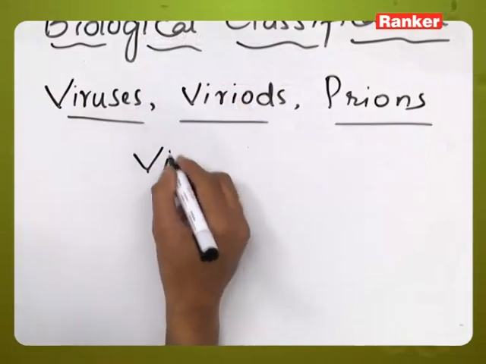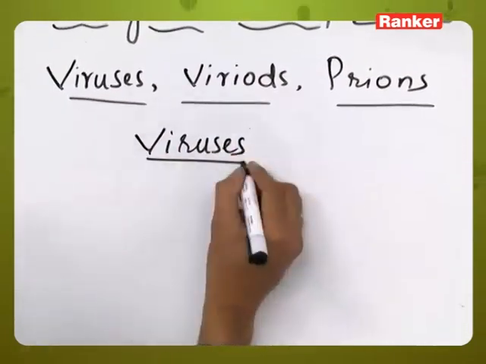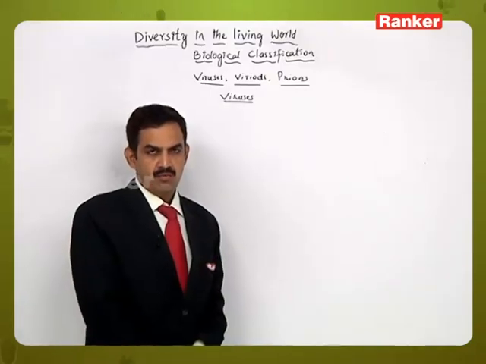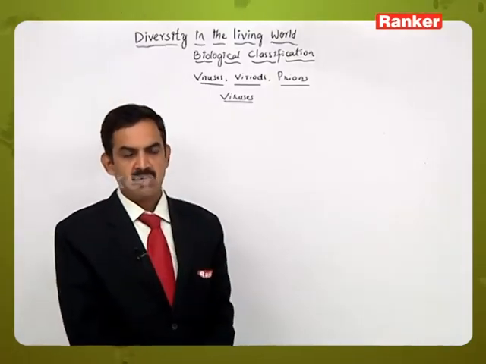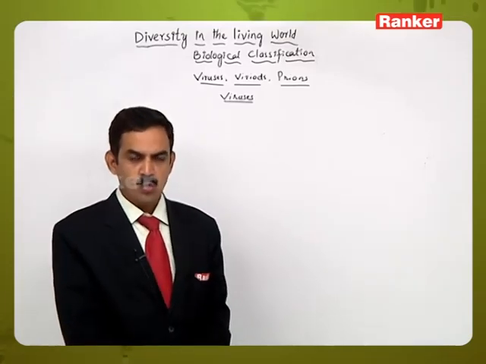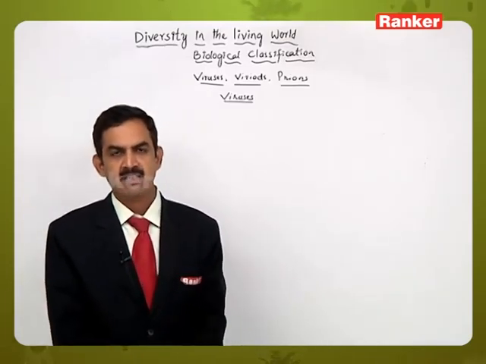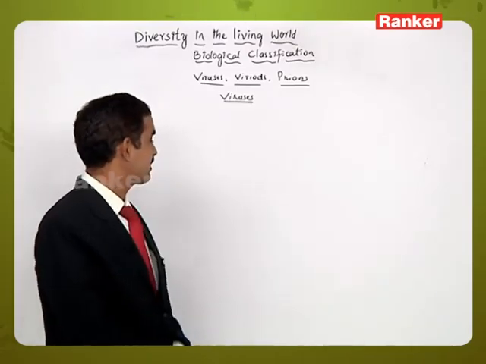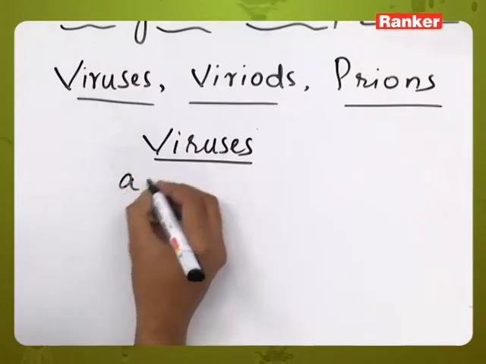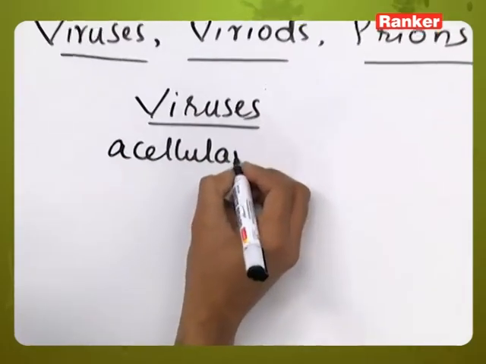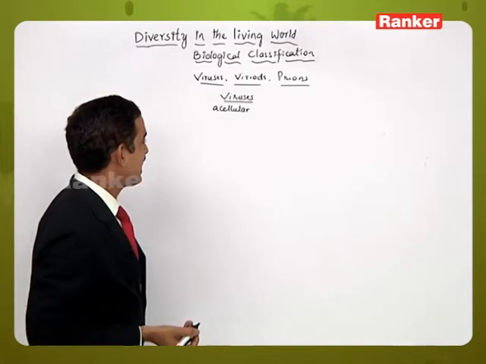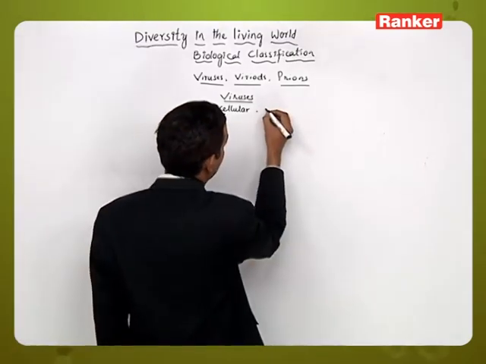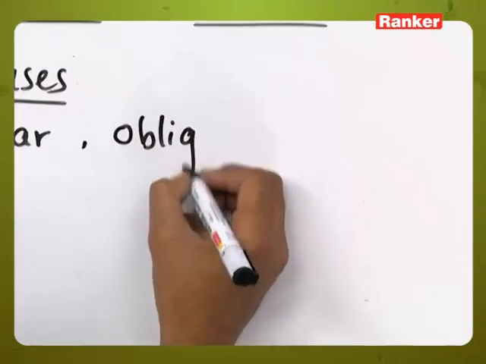So let us start with the first group. Before that, all these individuals, viruses, viroids and prions, are ultra microscopic, and they require the electron microscope for their observation. Starting with the viruses, viruses are considered to be acellular structures. They do not have any particular cellular organization, and they are considered to be obligatory parasites.